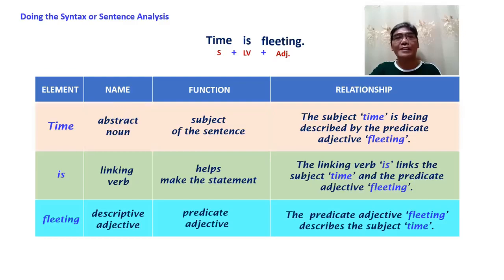Time is classified as abstract noun. This abstract noun is used as subject of the sentence. Aside from being used as subject of the sentence, it is also being described by the predicate adjective fleeting.